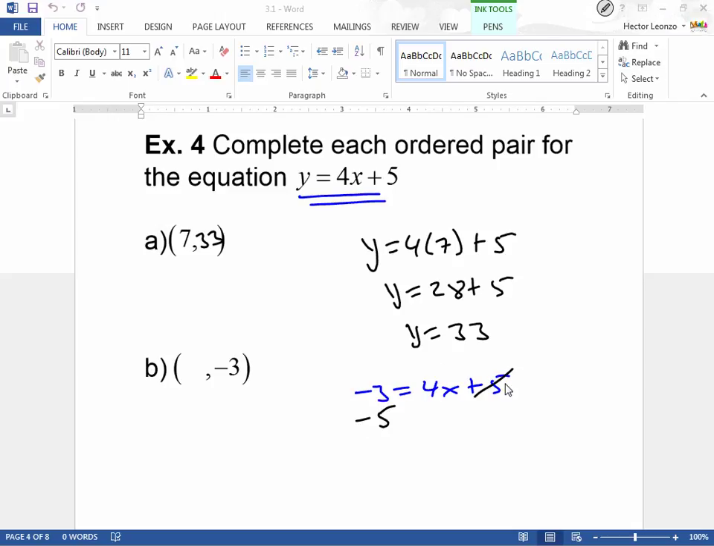I'm going to move it to the left as a minus 5. Remember, every time you move something from one side to the other, you switch the sign. So I have that negative 8 is equal to 4x. Now let me divide both sides by 4. So x equals negative 2.